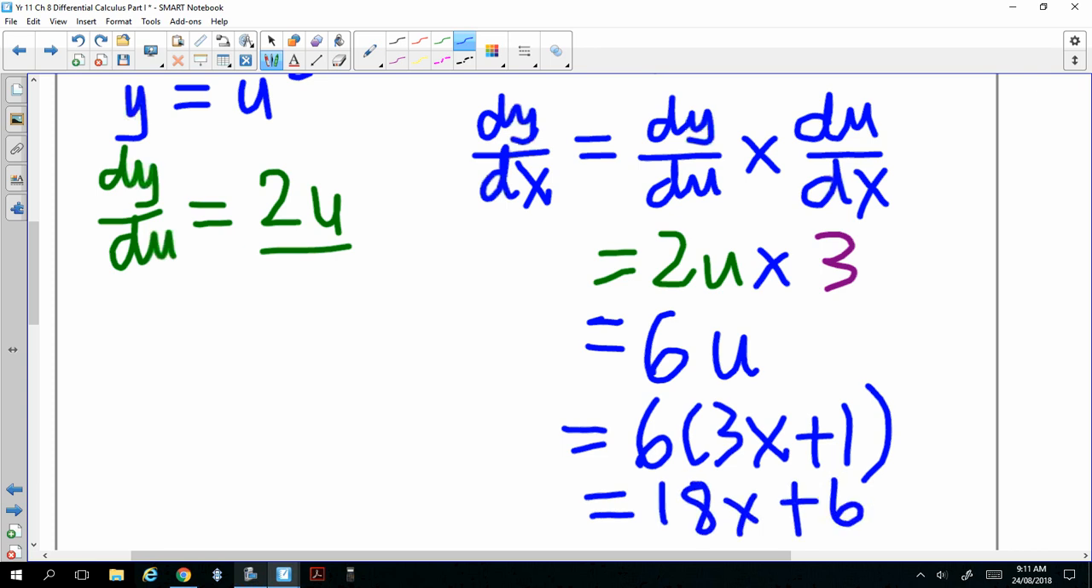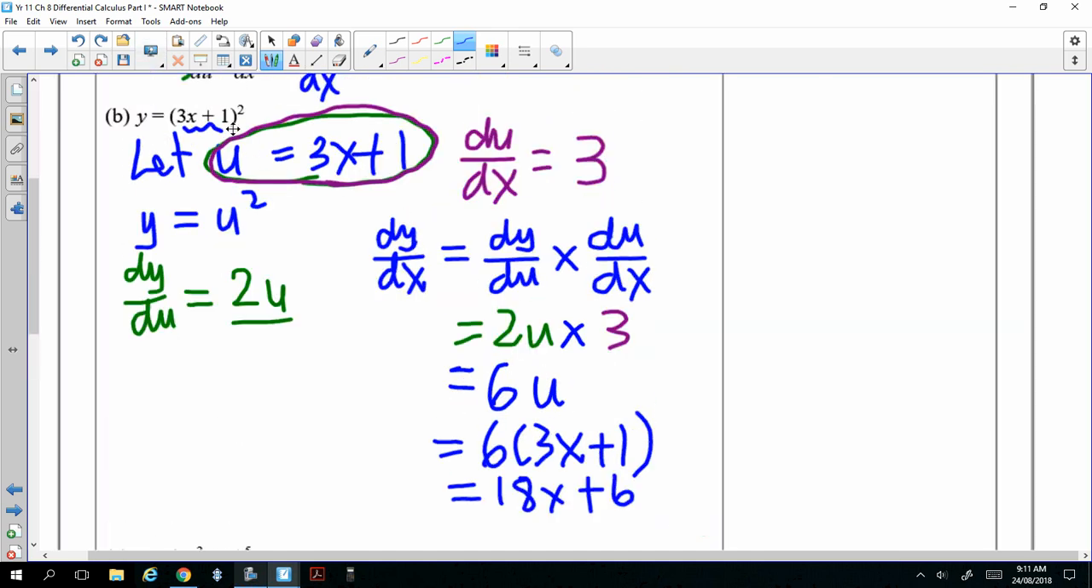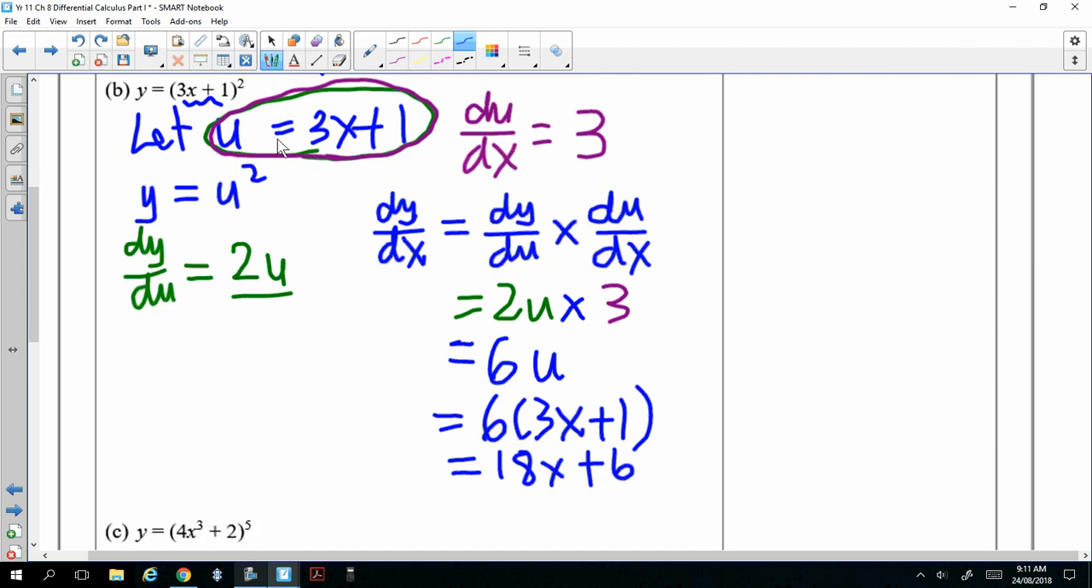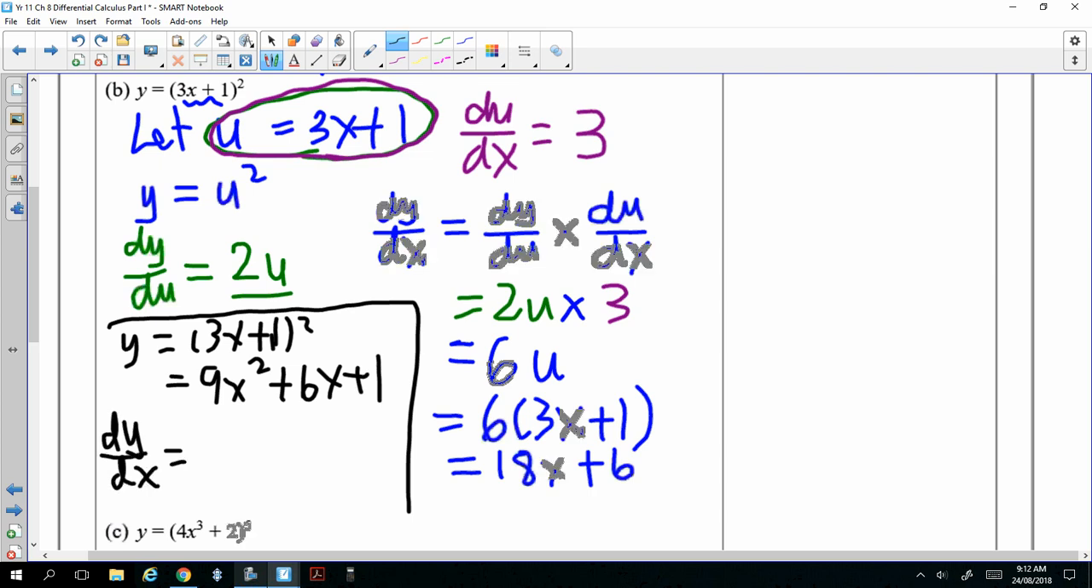Now, how do I know if it's all right? Let's expand it and see if we get the same answer. Yeah. Let's expand it. So, let's do it the long way. Or maybe the short way, because it's easy to expand. If we were to expand this, which is equal to 9x squared plus 6x plus 1, and if you differentiate, dy over dx, this is, of course, much faster, isn't it? But it's not going to be fast when I do this, isn't it?